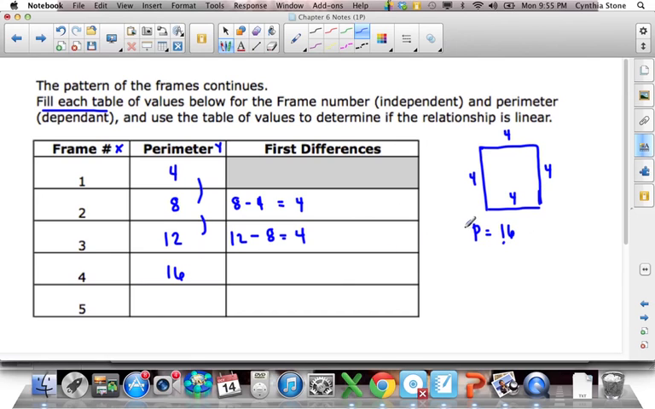And without going through this process, we could probably guess the next one is going to be adding another 4, 20. So that's one of the benefits of working with first differences. You can figure out the relationship between the y values, and you can extrapolate. Extrapolate just means continue with it. So yes, it's linear because our first differences were constant through the 2 that we had. So we filled in the table of values. That's done. Fill each table of values for the frame number and use the table of values to determine if it's linear. Done.